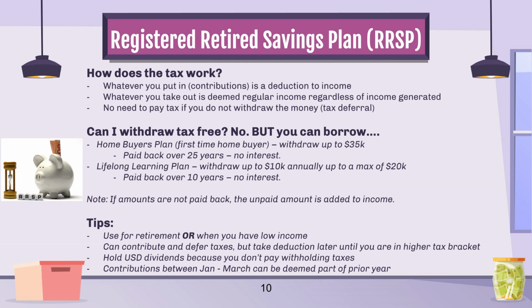The third benefit is that if you want to buy any US stocks that pay any dividends, unlike the TFSA, there is no withholding tax. So this would be the preferred method of buying US stocks that pay dividends. The last tip is that any contribution that you make between January and March of the next year can be considered last year's contributions if you want.